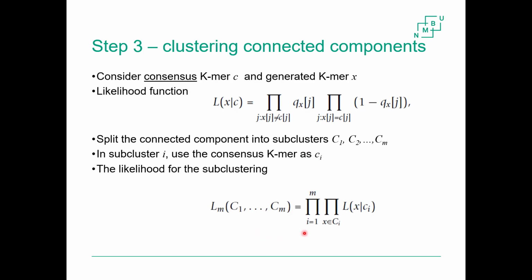And now the likelihood for these subclusters looks like this. The likelihood for this subclustering is simply the likelihood from up here for each member of each subcluster. We compute the likelihood, and then we multiply together these likelihoods for all the members in that subcluster, and then we multiply over all the subclusters again. So it's actually more multiplication of probabilities.